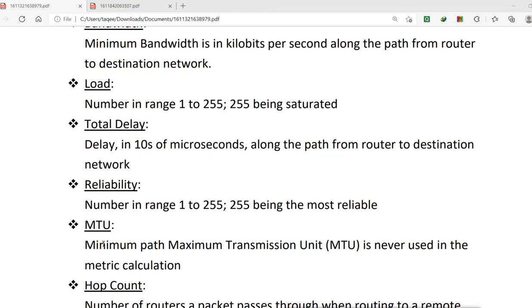MTU is the minimum path maximum transmission unit. That means the maximum transmission unit is never used in the metric calculation. It is actually there, but it is not used in the metric. It is to check the maximum transmission unit for the link, like which link can send a maximum frame size, but actually it is never used in the metric calculation.